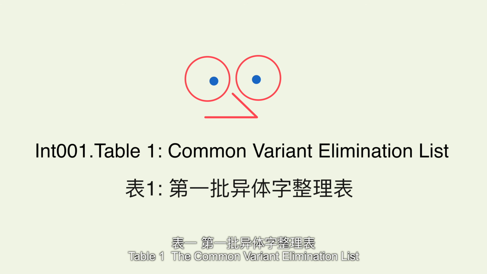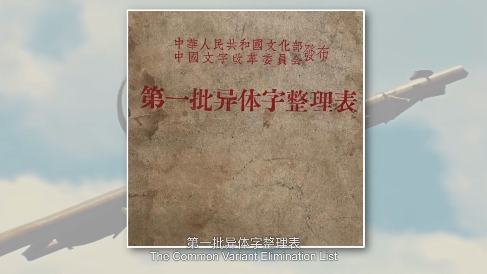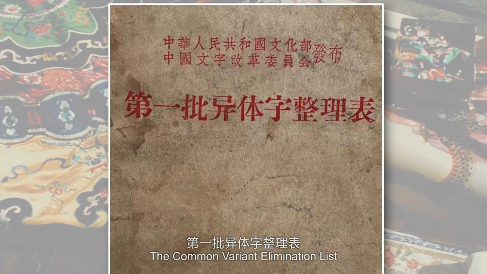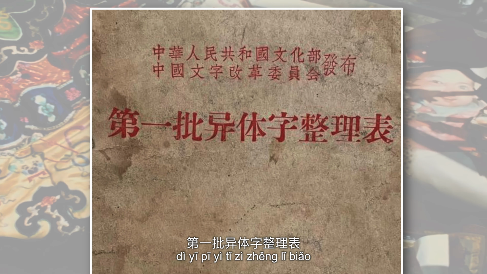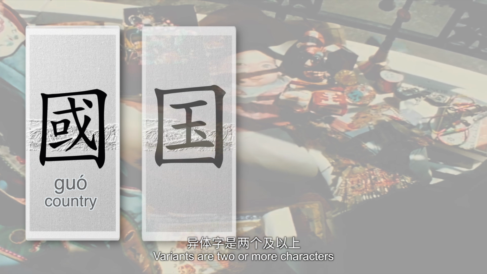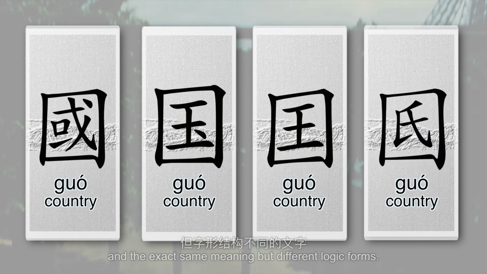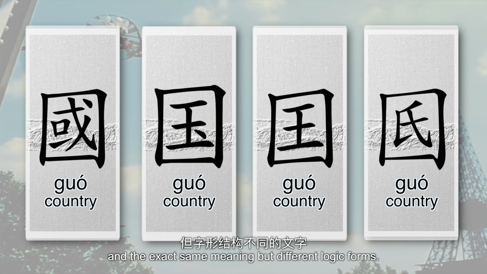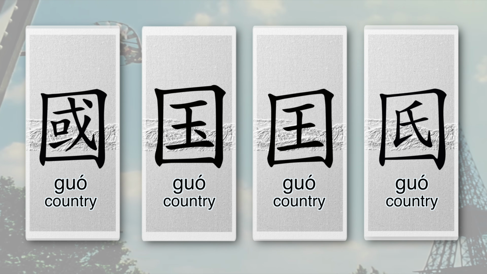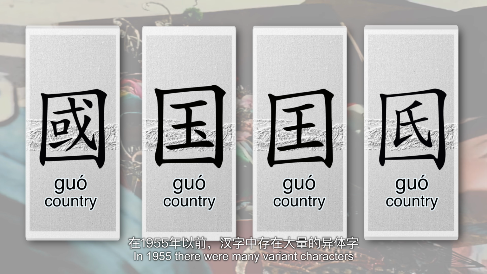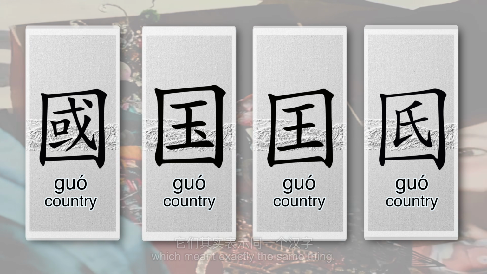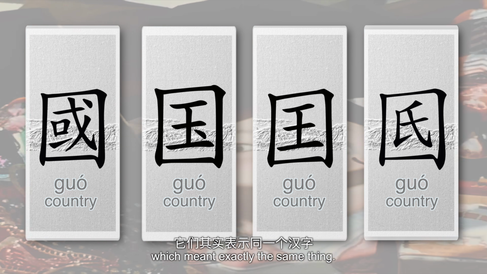Table 1. Common Variant Elimination List. Variant characters are 2 or more characters which have the exact same pronunciation and the exact same meaning but different logical forms. In 1955, there were many variant characters which meant exactly the same thing.